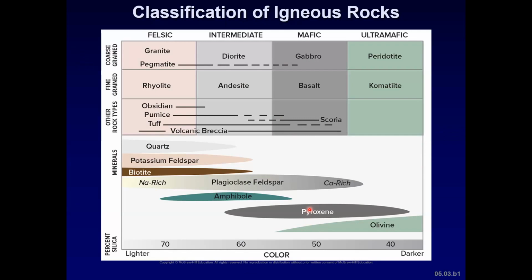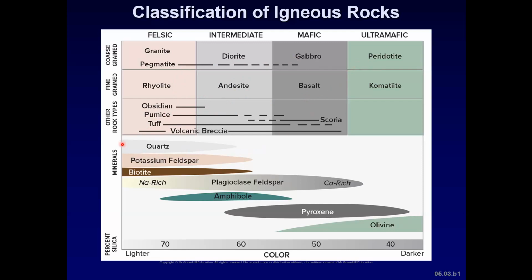Okay, so classification of igneous rocks can look like this. In color, you have lighter versus darker, felsic to ultramafic. So a coarse-grained felsic igneous rock could be a granite or a pegmatite. A fine-grained felsic igneous rock could be rhyolite. You can have other felsic rock types that include obsidian, pumice, or tuff. And there's some overlap into intermediate here as well. That's what these lines show us.